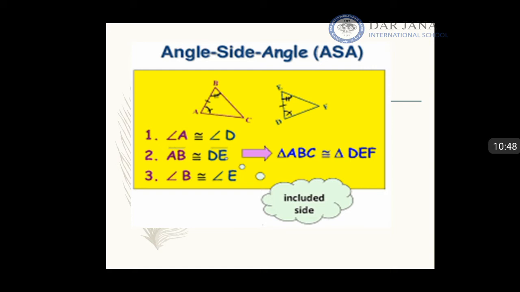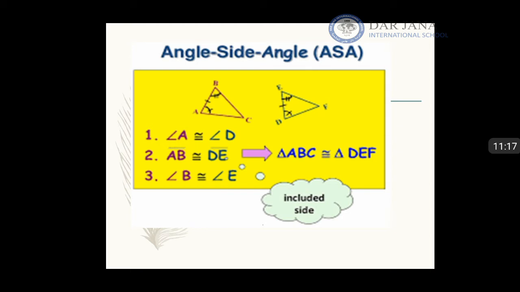So let's see, angle A is congruent to angle D and angle B is congruent to angle E. So we have two angles in the first triangle that are congruent to their corresponding angles in the second triangle. This is not enough. We need to search for the included side and check whether the included side within angle A and angle B is congruent to the included side within angle D and angle E. So AB is congruent to DE as you see in the figure.